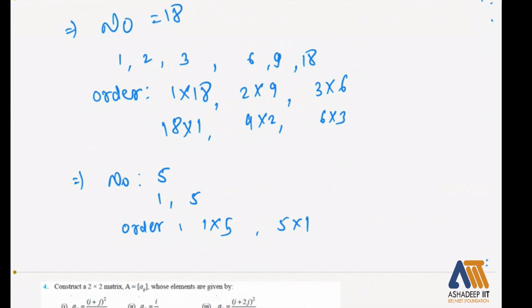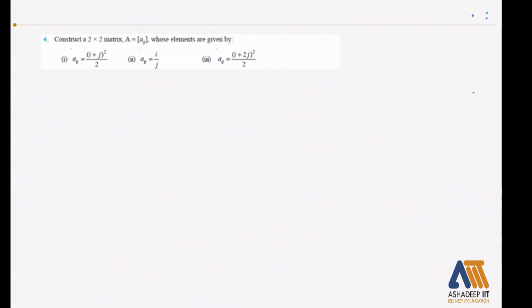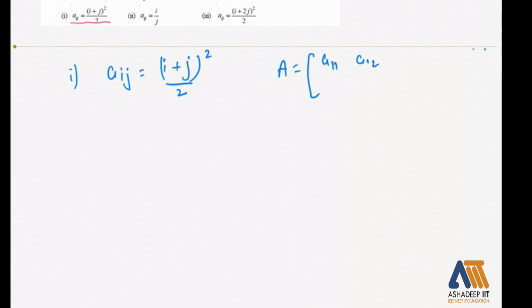Next, question number 4. Construct a 2 cross 2 matrix. Aij is given by, in the first question, Aij is equal to (i plus j) whole square divided by 2. So first, Aij is equal to (i plus j) whole square divided by 2. We need to construct a 2 cross 2 matrix. Let 2 cross 2, so A11, A12, A21, A22.